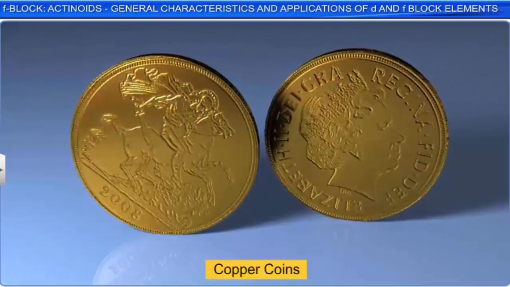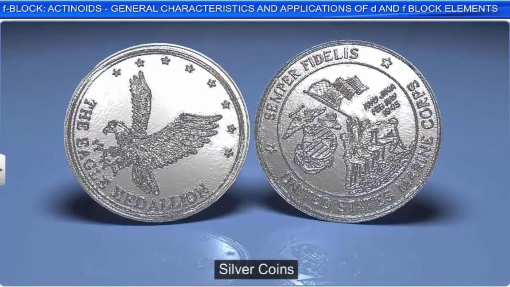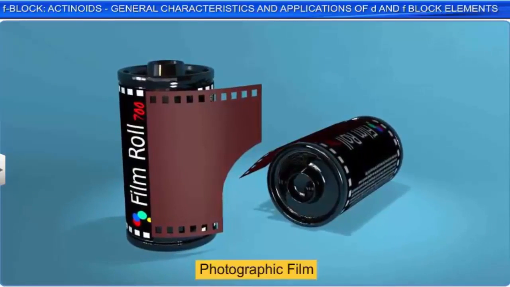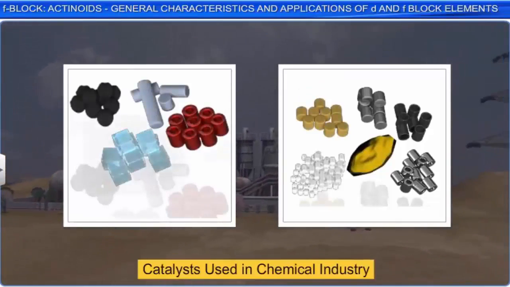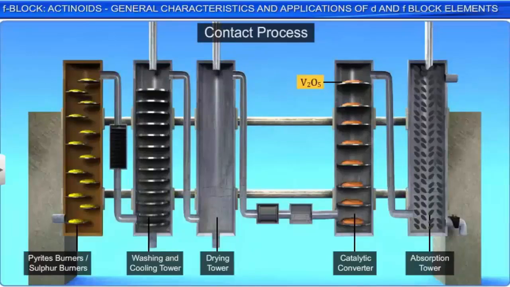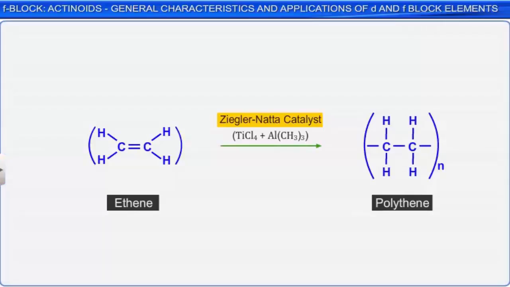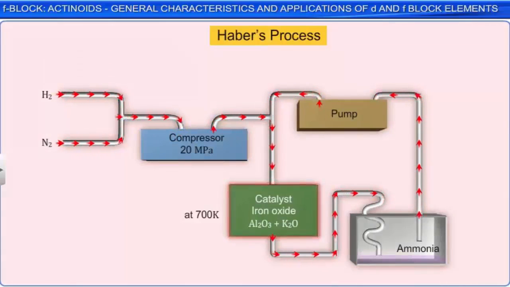Many transition metals and their compounds are used as catalysts in the chemical industry. For example, vanadium pentoxide in the oxidation of sulfur dioxide in the manufacture of sulfuric acid. Ziegler-Natta, a complex of titanium tetrachloride and trimethyl aluminium, in the polymerization of ethene to polyethene. Iron in Haber's process for the production of ammonia. Nickel in the hydrogenation of fats. Palladium chloride in the Wacker process of oxidation of ethene to ethanol. Nickel complexes in the polymerization of alkynes and other compounds such as benzene.